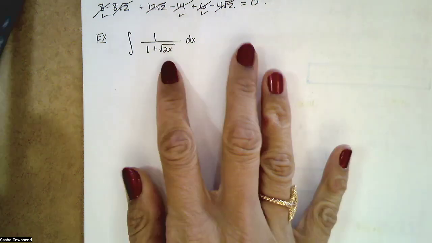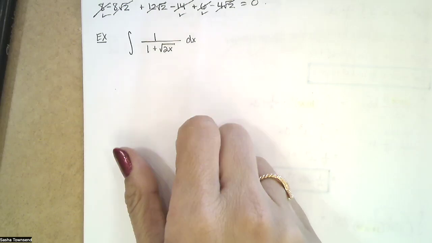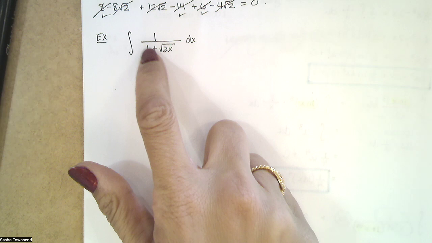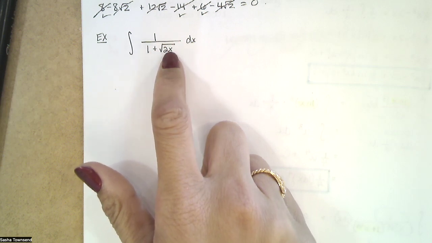Now, because of the square root, you might be tempted to say that u equals 2x. But I don't think that would get us to a place where we could anti-differentiate, because the derivative of 2x is just a 2. So we'd have a 2 dx as our du. And then we'd have 1 divided by 1 plus the square root of u. And we don't have a rule for that either.